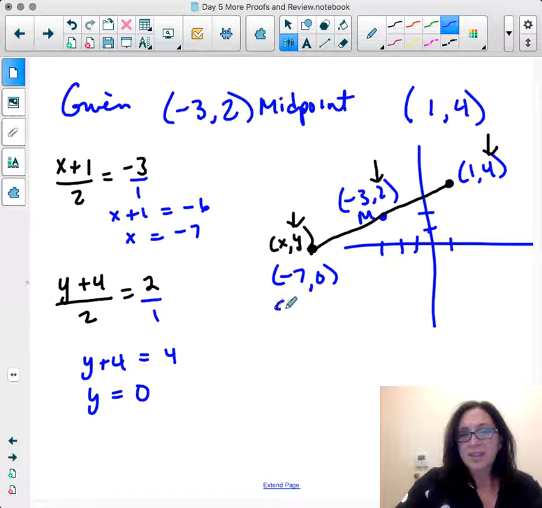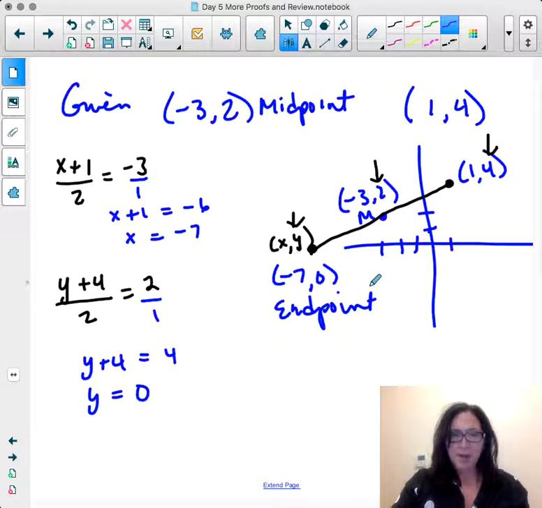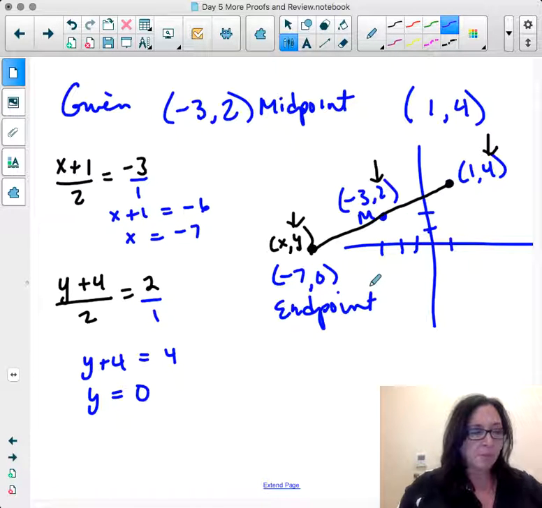And so that's the other endpoint. So definitely you need to know how to do that. And I just don't remember doing any of those problems as samples, so I wanted to do that.